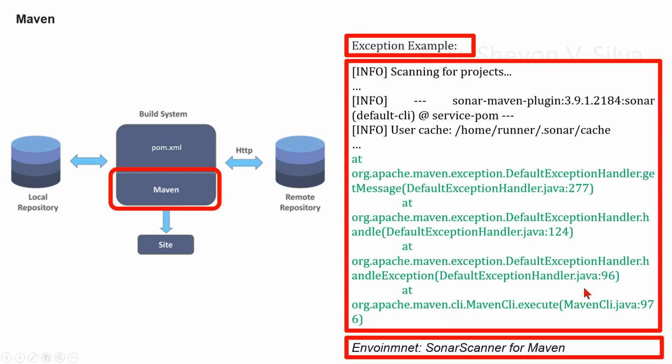As an exception example, we can consider this one, which occurred in an environment with Sonar scanner for Maven. Here you can see scanning per project and etc. And here you can see org.apache.maven.exception, default exception handler, get message here, and etc.